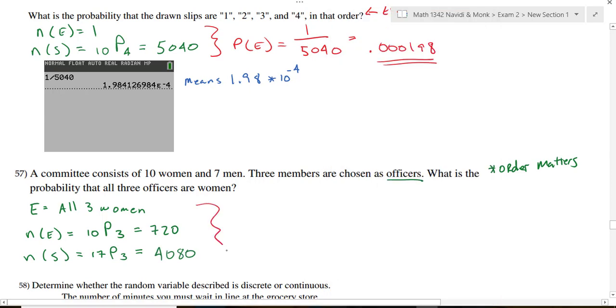Putting this together, the probability of my event is going to be equal to the number of elements in my event, which is 720, divided by the number of elements in my sample space, which is 4,080. And when I put that in my calculator, what do I get? We'll call it 0.1765.